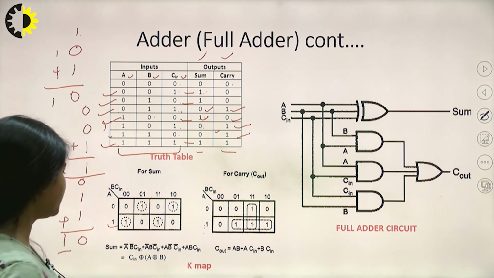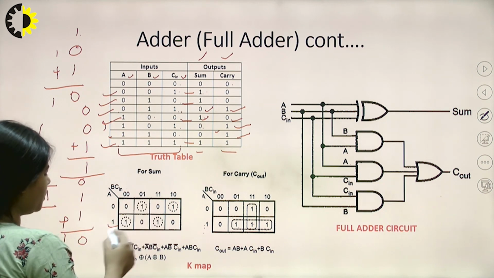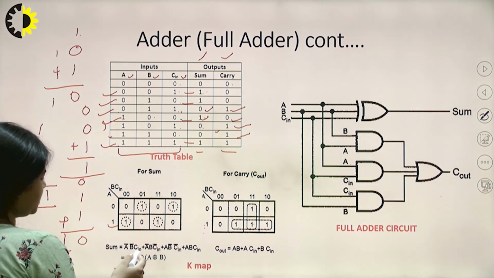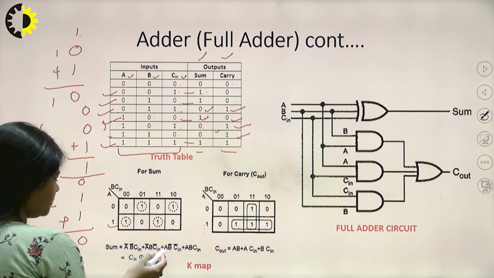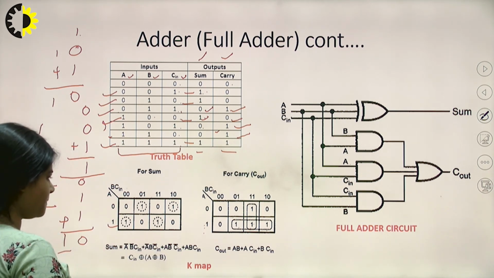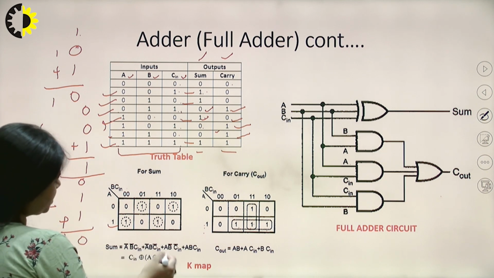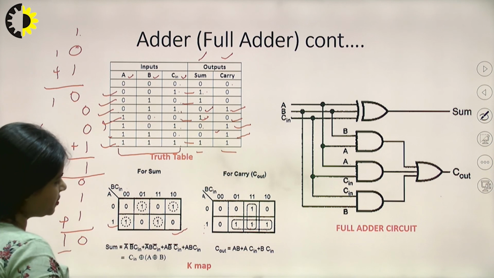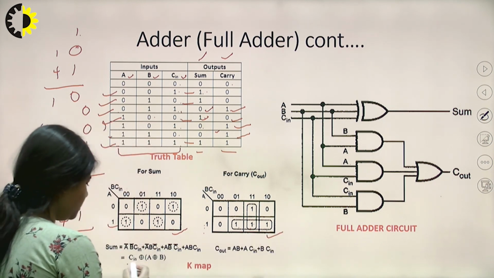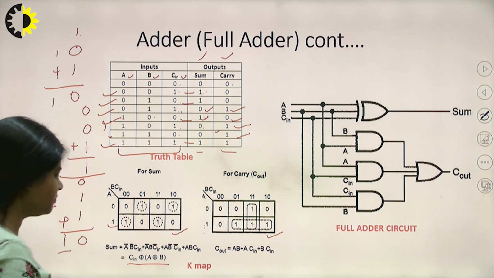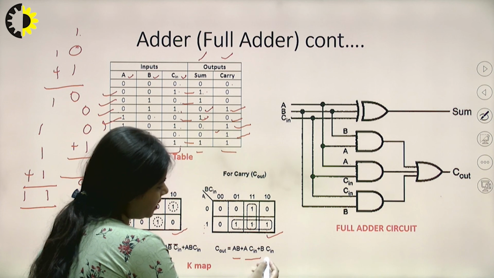Now we are going to find the equation. Whenever we have this kind of combination, we write A bar B C in plus A bar B C in. We write the equations for all possible combinations of 1. So for sum we have C in XOR A XOR B, and for carry AB plus A C in plus B C in.